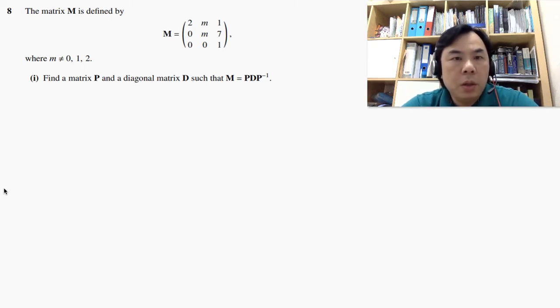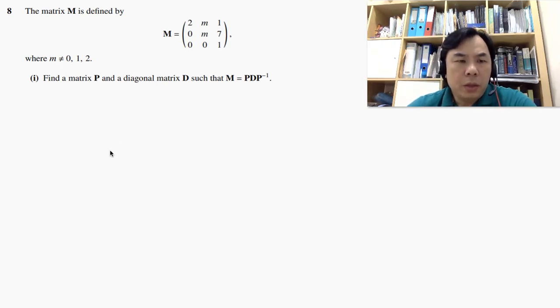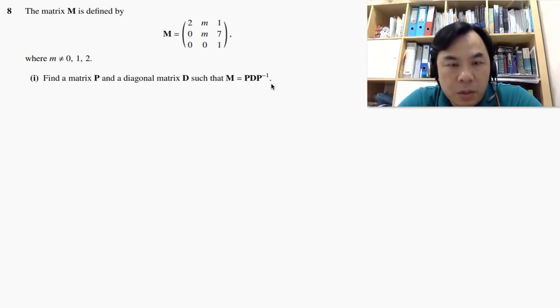In this section, we are going to explore two examples of applications of matrices. Let's look at the first one. The matrix M is defined as a 3 by 3 square matrix given as such, where the restriction imposed on M would be M cannot be 0 or 1 or 2. Now find a matrix P and a diagonal matrix D such that M is equal to the diagonalization equation given as PDP inverse.